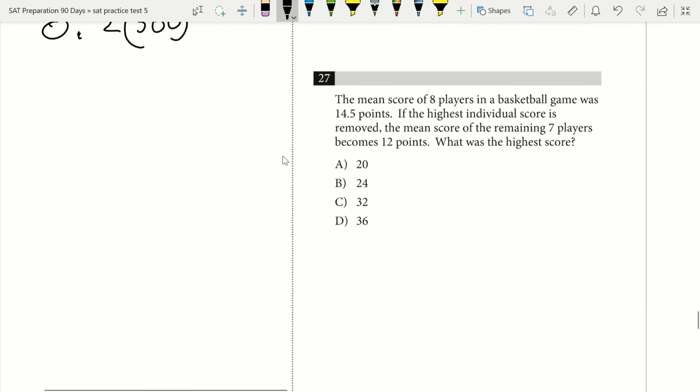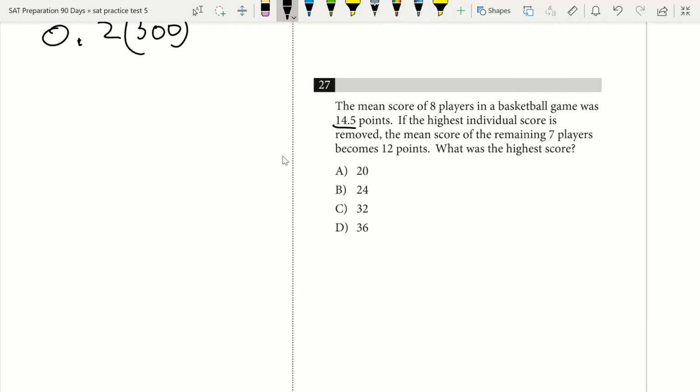We've got the mean score of 8 players in a basketball game was 14.5 points. If the highest individual score is removed, the mean score of the remaining 7 players becomes 12 points. What was the highest score? Okay, first thing I'm going to do is 7 times 12, to find how many points they scored without that highest score. So without the highest score, they scored 84 points.